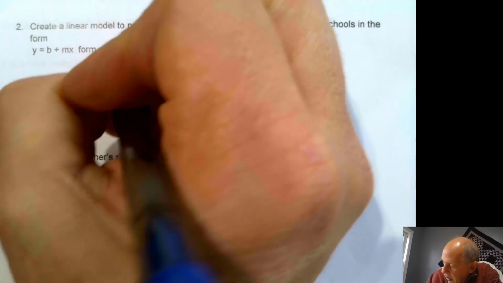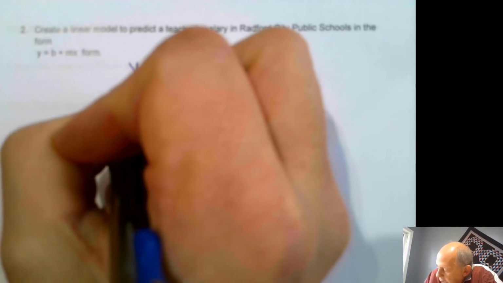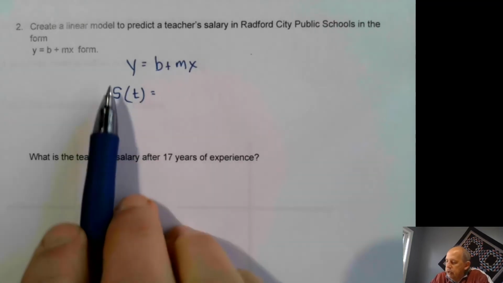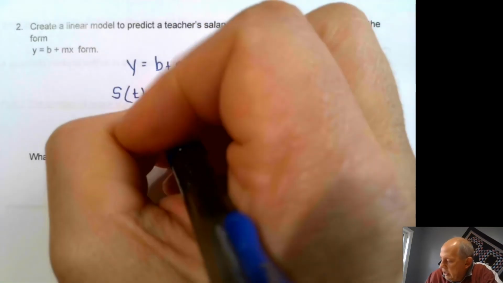Let's take a look at another algebraic model example. Let's predict a teacher's salary in the Radford City Public School System and use the model of y is equal to b plus mx form to do this. So here's where we're going to get started. I am going to change my y to S for salary. What affects a teacher's salary is time, the number of years they've been teaching in a public school system. So their salary depends on the time, the number of years they've been teaching.